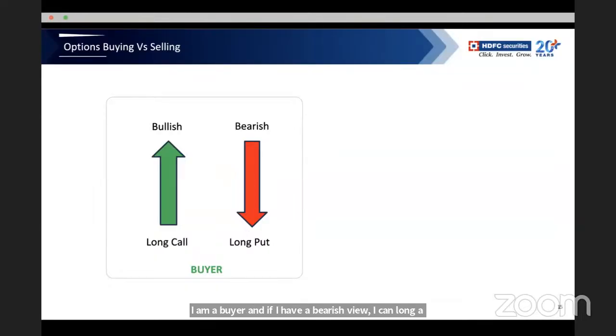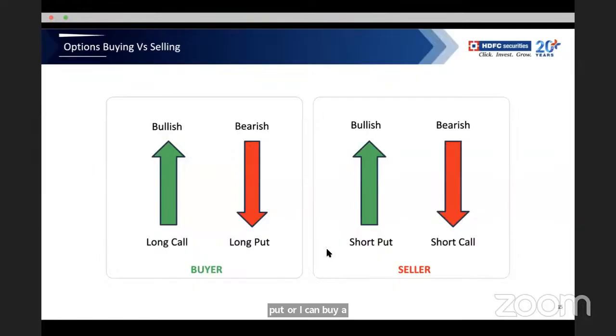So this is simple. Now let's talk about the sellers. If I am a seller and I have a bullish view, what I can do is short a put or sell a put. Or if I am a seller and I have a bearish view, what I can do is sell a call. So you should understand the logic of this.